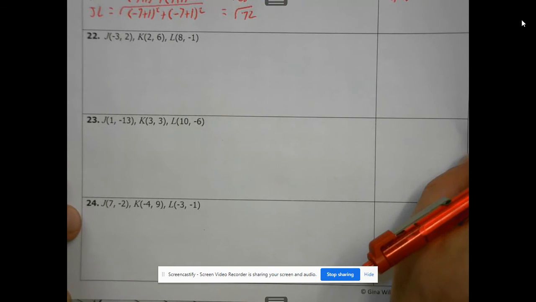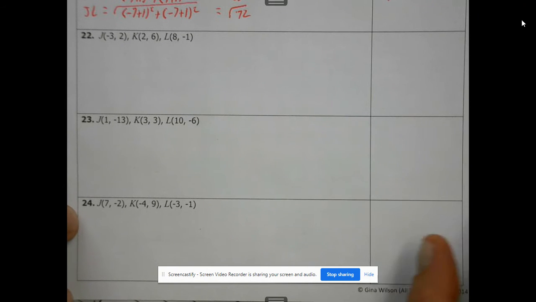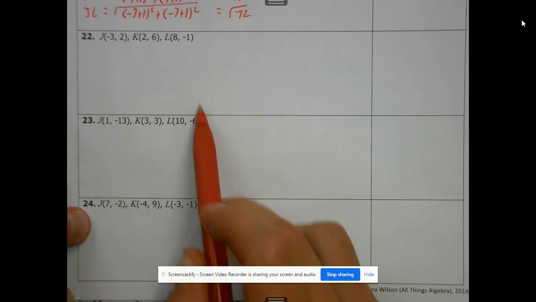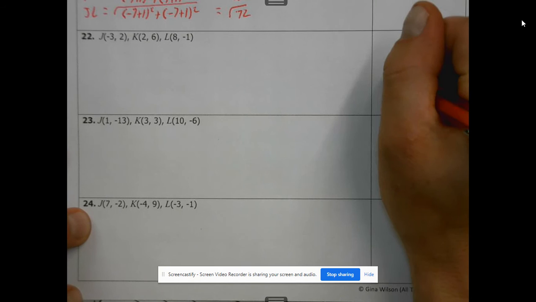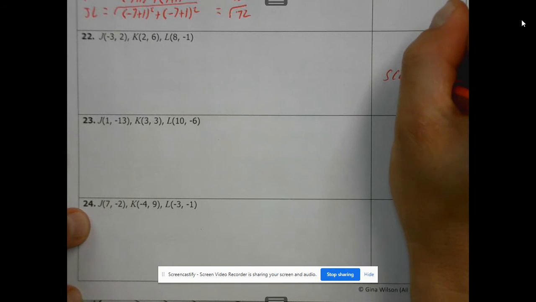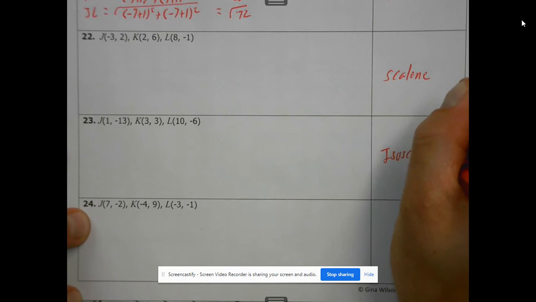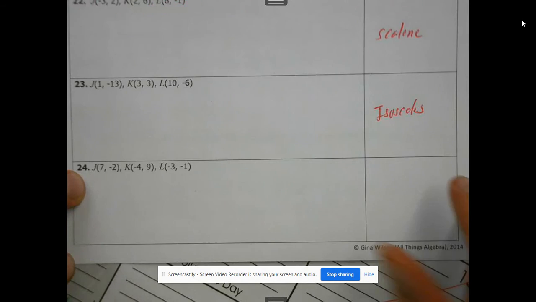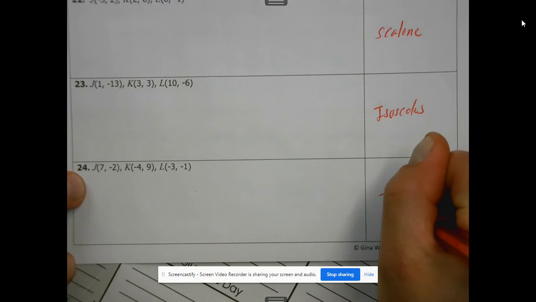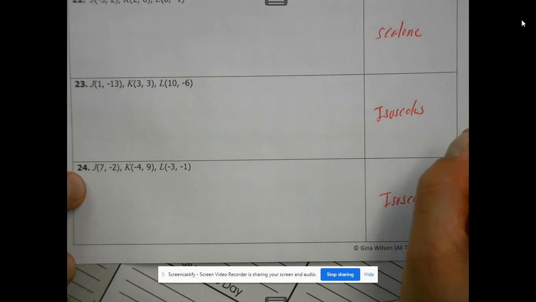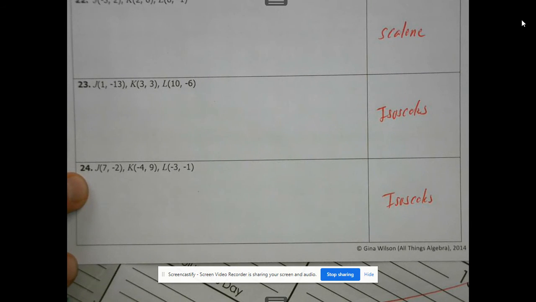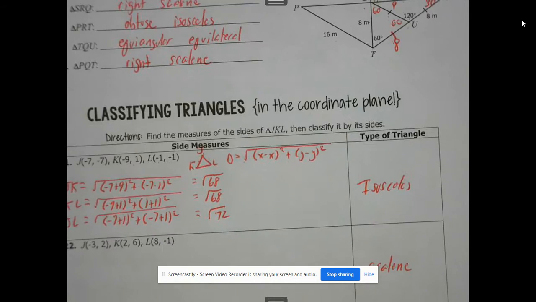I will give you the answers for the next three. I encourage you to look at the note keys to show the work for these ones. But number 22 comes out to be scalene. 23 is isosceles. And 24 is also isosceles. Check the key on the notes to see the work for 22 to 24. Next page.